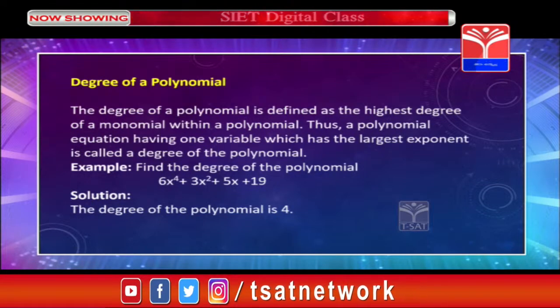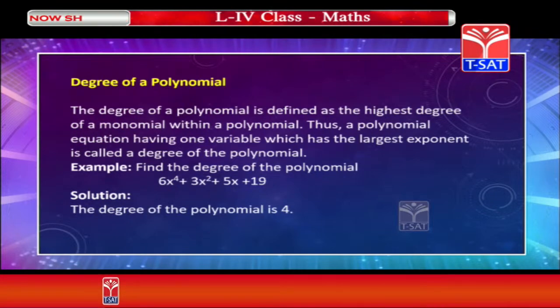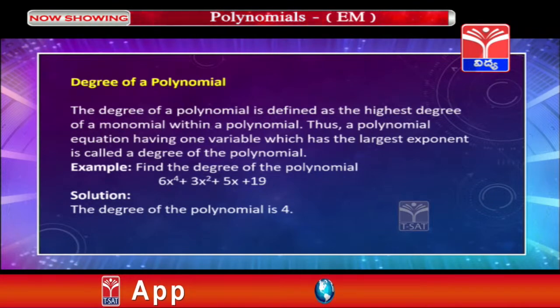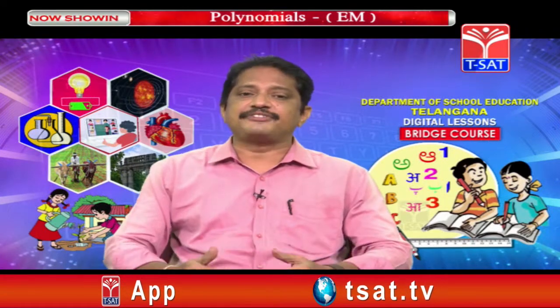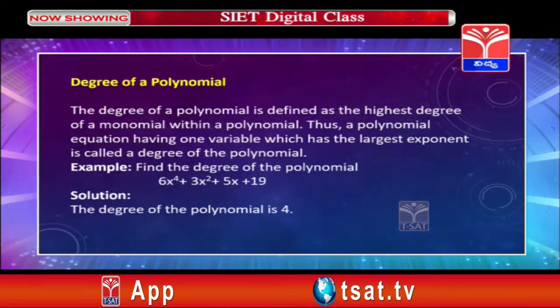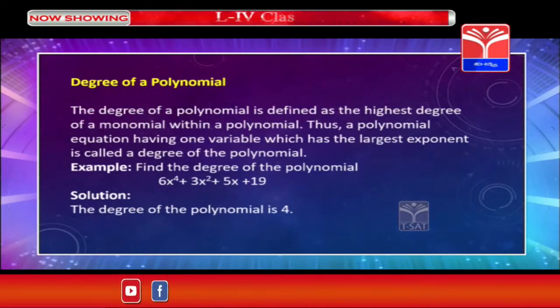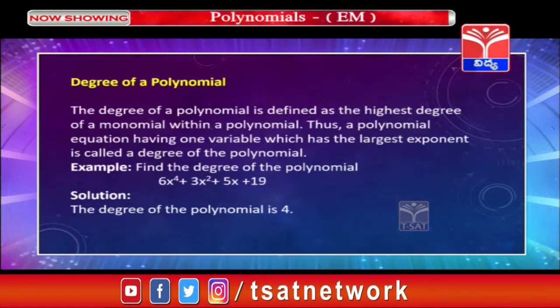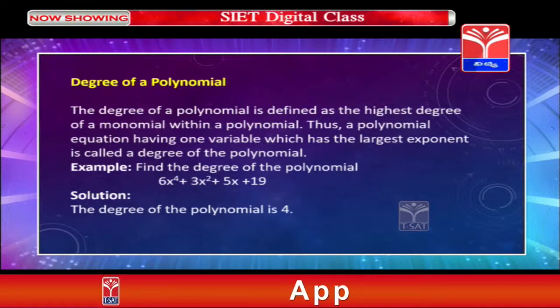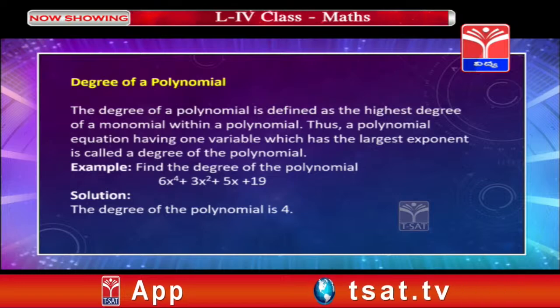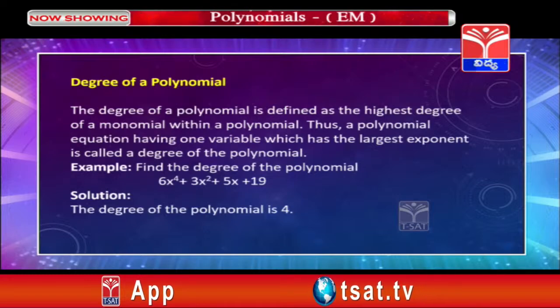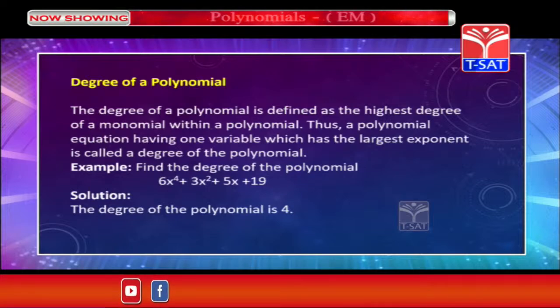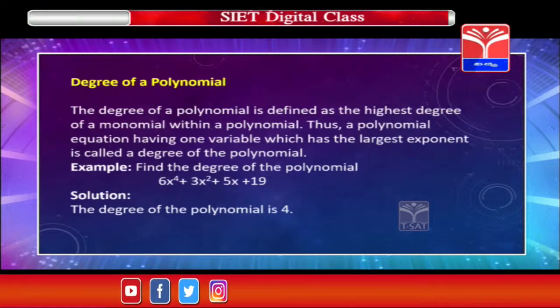Okay. The first term is the degree of a polynomial. What is the degree of a polynomial? The degree of a polynomial is defined as the highest degree of the monomials within a polynomial. Thus, for a polynomial having one variable, the largest exponent is called the degree of the polynomial. In a very simple manner, the highest power of the variable in the polynomial is said to be the degree.